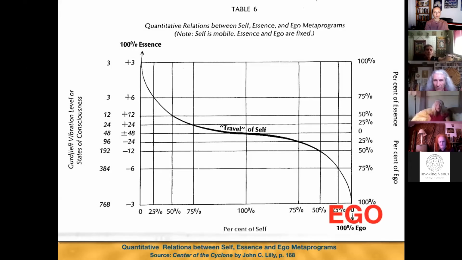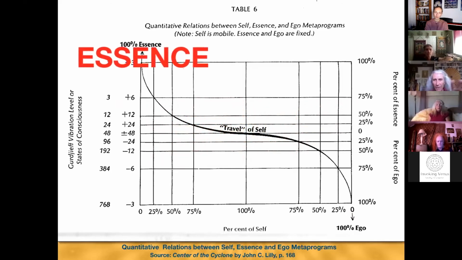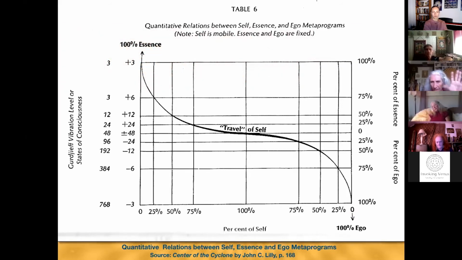In that book, The Center of the Cyclone, there's this notion of consciousness engaging these three essential aspects of existence, of our existence as human beings. So we have the ego, the self, and essence. And this chart, I believe, is attributed to Gurdjieff initially. So we see on the left, it says Gurdjieff, vibration level of states of consciousness. So this is even a quantitative assessment of our journey in consciousness.